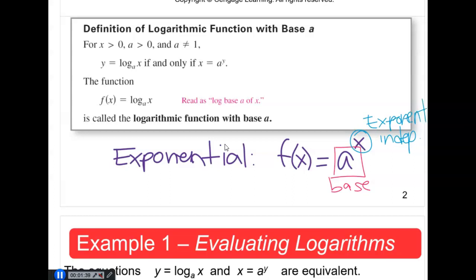So when we talk about logarithmic functions, we will also use the term base. And in this case, the base has to be also greater than 0, just like we had for our base here. We said it had to be greater than 0, and also it couldn't equal 1, because then we wouldn't have an exponential function. We will have a constant function. So it's the same restrictions for the base of a logarithmic function: it has to be greater than 0, and it cannot equal 1.